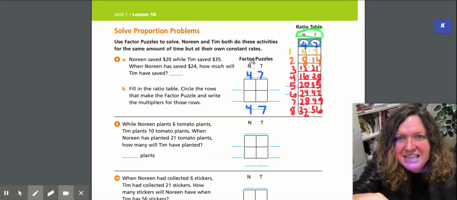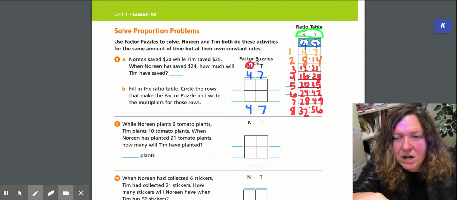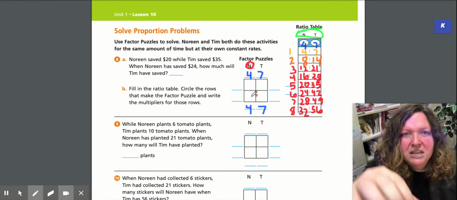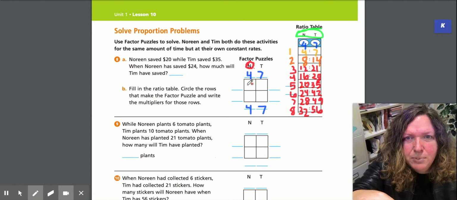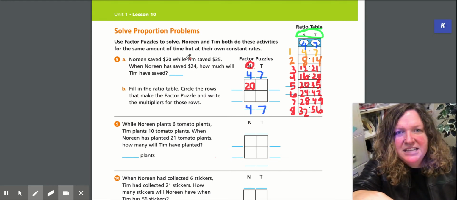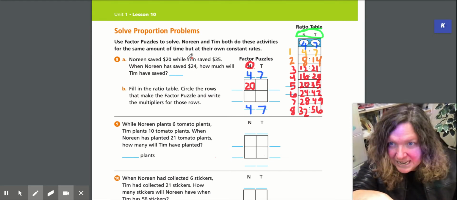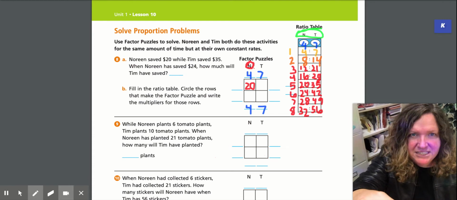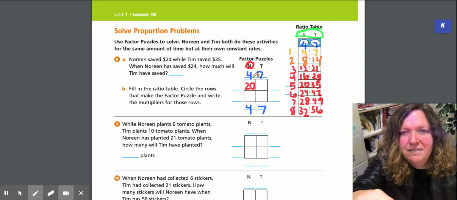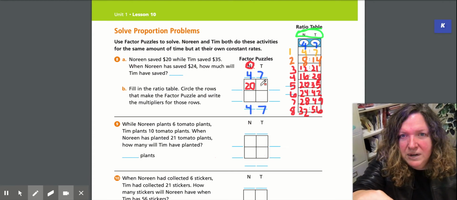So there's the N for Noreen. I know that all the information about Noreen has to go in her column. They already labeled it for me. So I know that I'm going to put $20 in her column. And at the same time, "while" means at the same time as. So at the same time as Tim saved 35. Now I have to put the 35 right there.